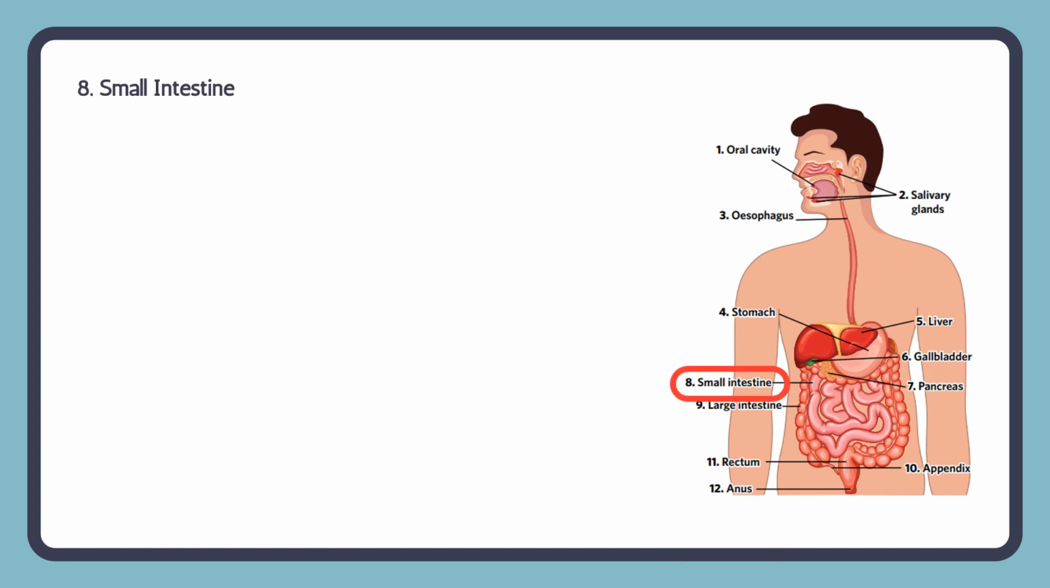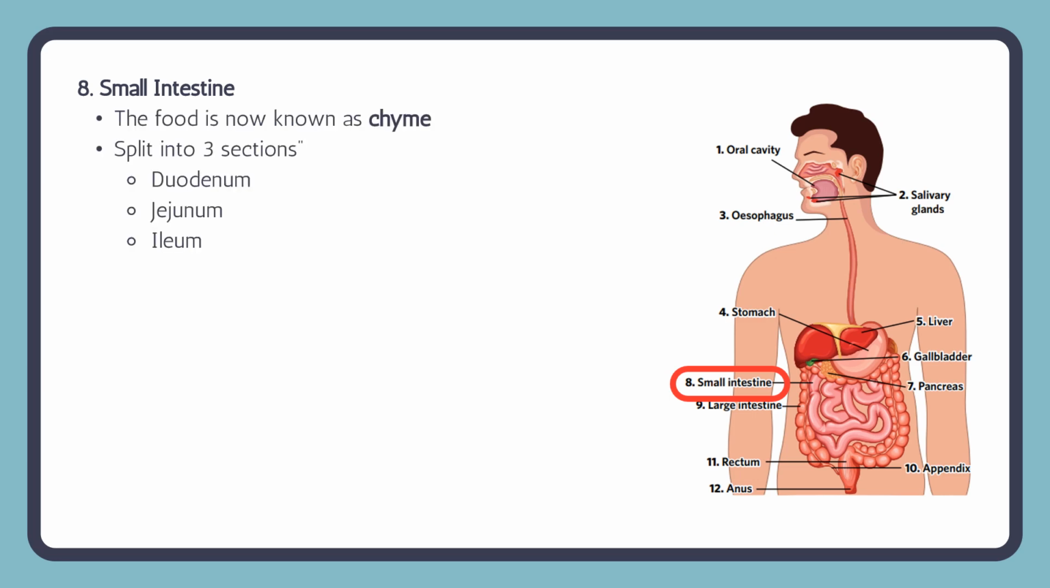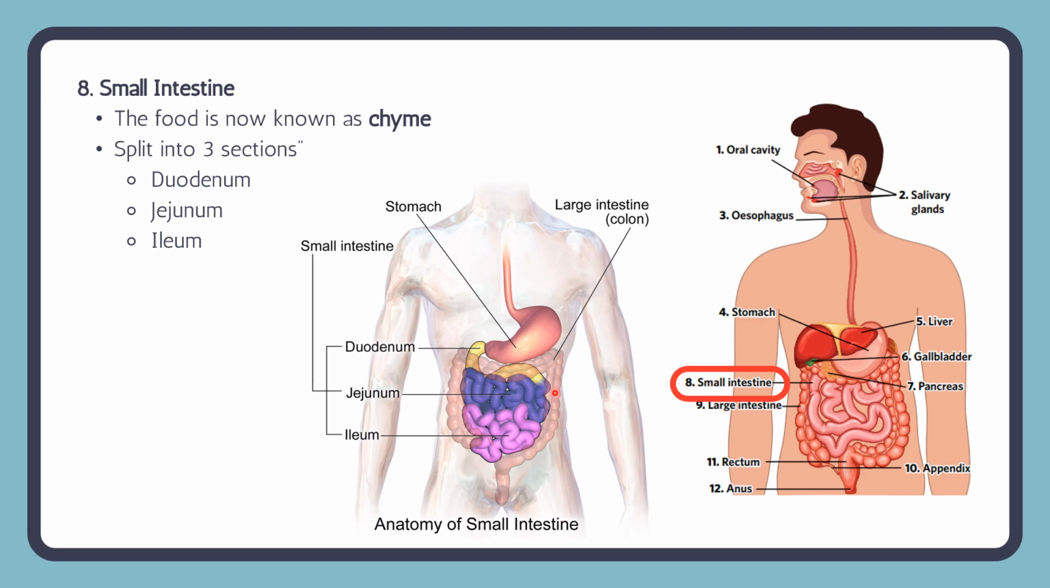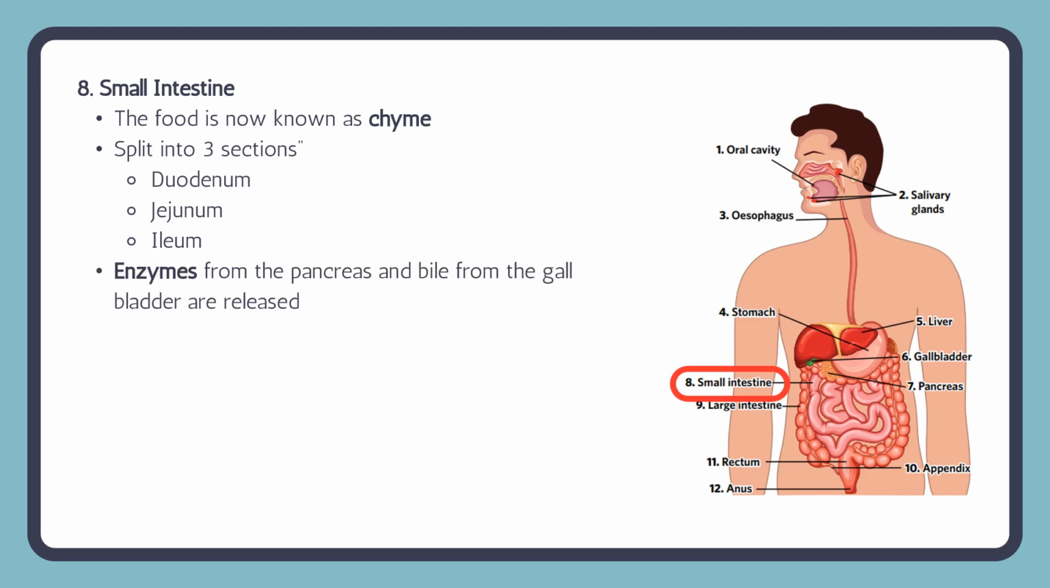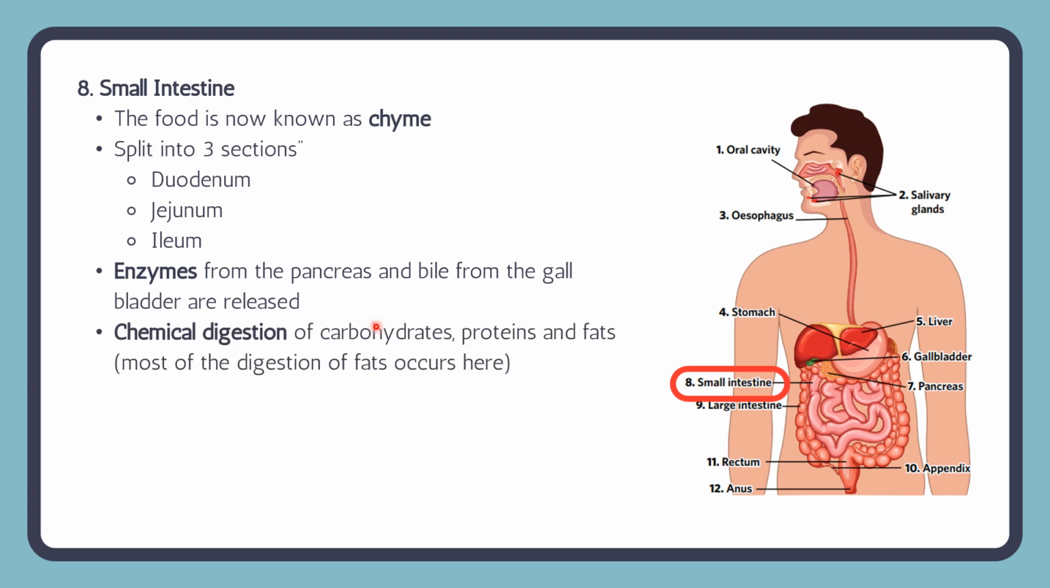And now we have the small intestine. Food, once it enters your small intestine, is called chyme, however you want to pronounce it. It is split into 3 sections: the duodenum, the jejunum, and the ileum. As you can see here, this first part is the duodenum, the second part the jejunum, and the last part is the ileum. Enzymes from the pancreas, as we mentioned, and bile from the gallbladder are released. And here is where chemical digestion occurs, so breaking down of carbohydrates, proteins, and fats.